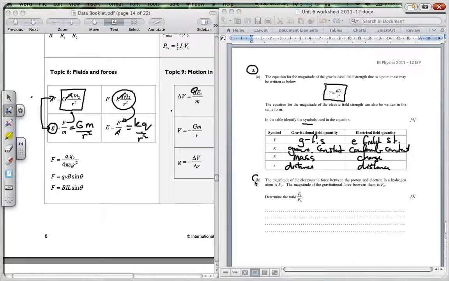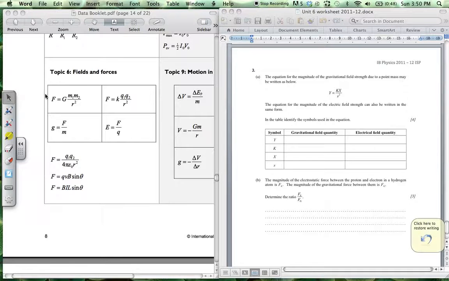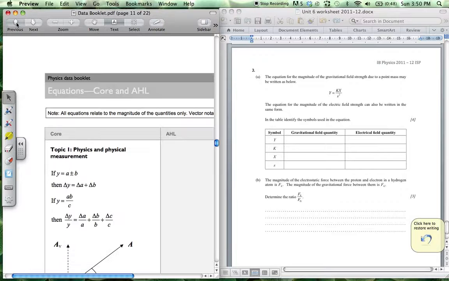Good. So looking at B, the magnitude of the electrostatic force between the proton and electron in a hydrogen atom is Fe. The magnitude of the gravitational force between them is Fg. Determine the ratio Fe over Fg. So we're going to have Fe is going to be, I need to get my constants, so let me go back to the start here, get our constants. So we've got those.